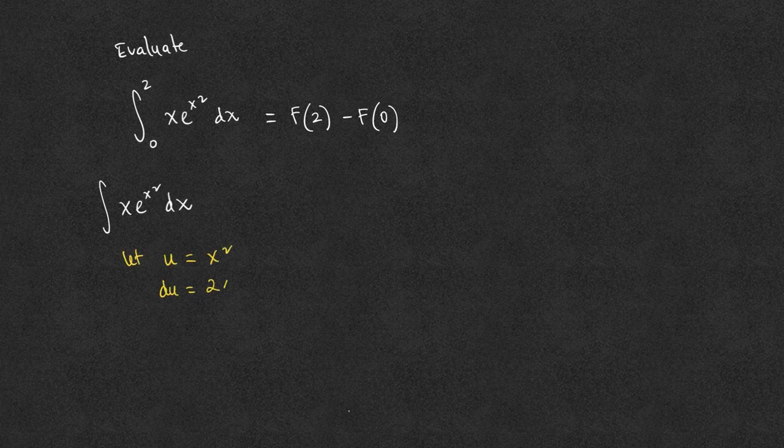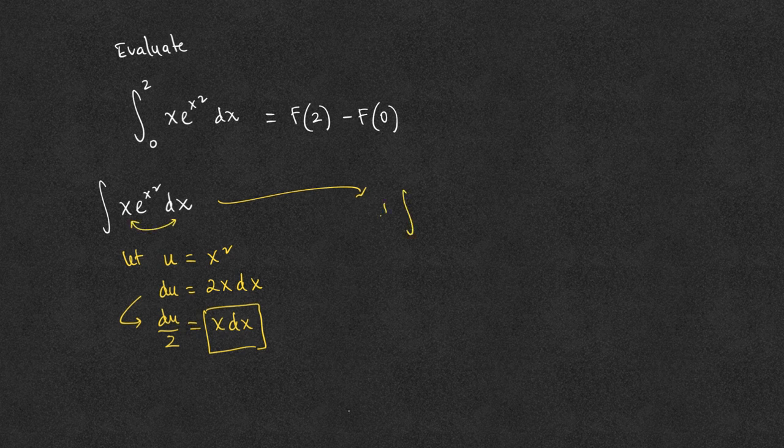du equals 2x dx. And we see that we have a factor x dx in the integrand, where x dx is du over 2. So we can substitute x dx with 1/2 du. The x dx is now 1/2 du. e to the x squared is left after we perform the substitution for x dx, but x squared is u, so we have e to the u.